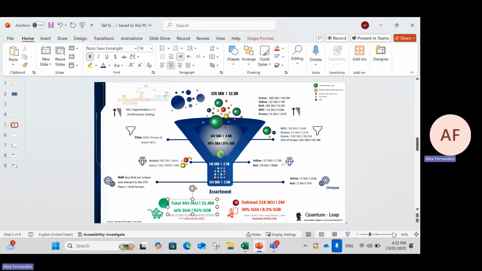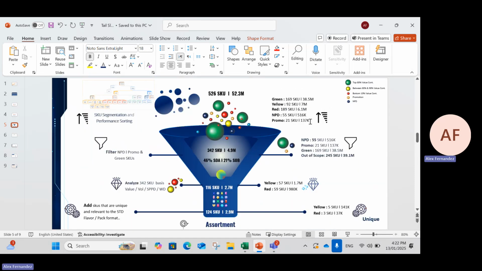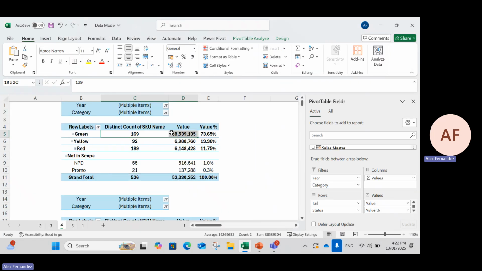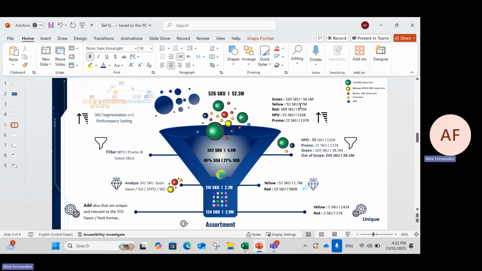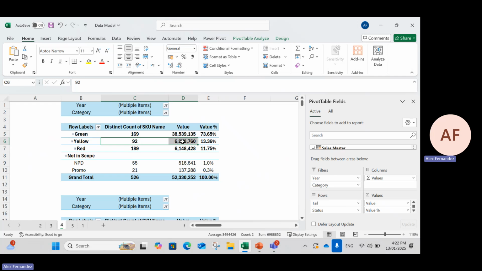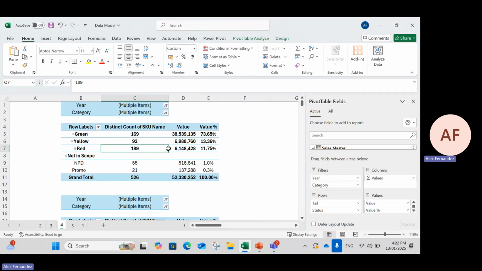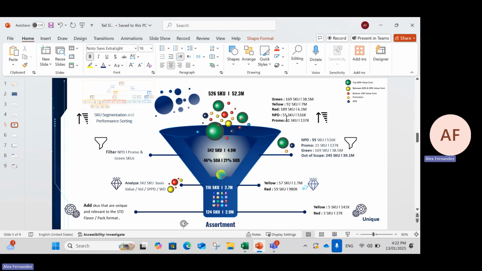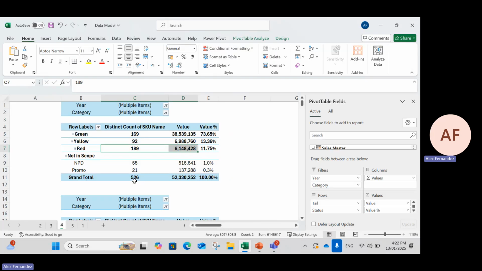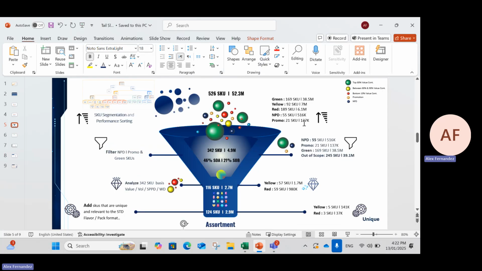Green 169, let's zoom a little bit. So 169, 38.5, correct. 92, 7 million, yes, correct. We round this out. 189, 6.1 million, correct. And then NPD is 55 and 21 for promo, and that is correct. So first part is done, then we look at the other part.